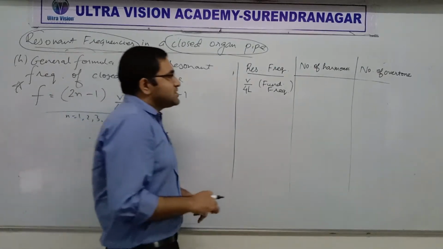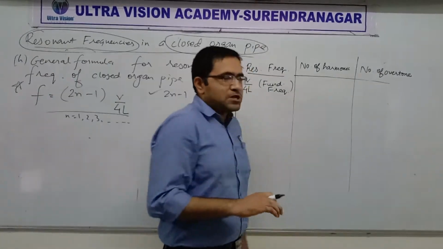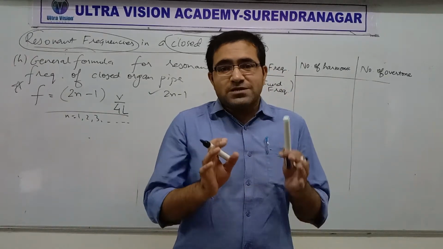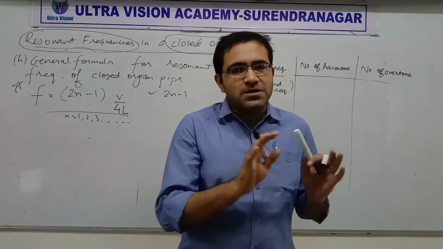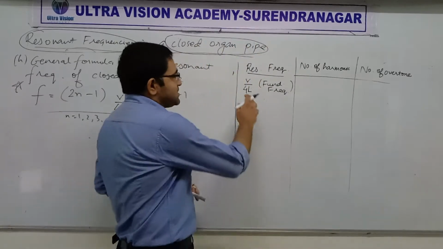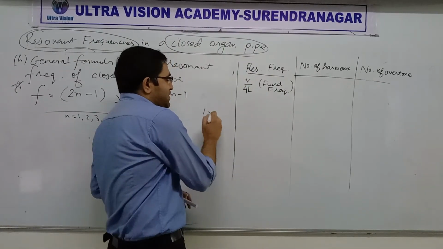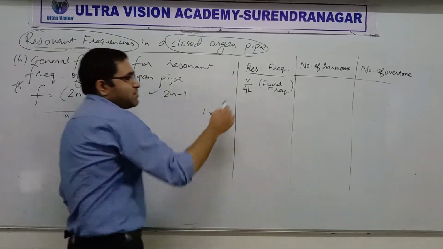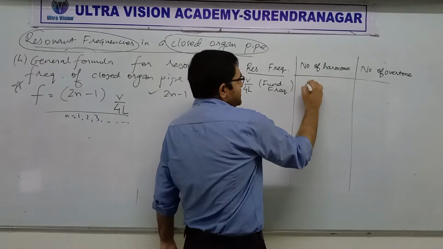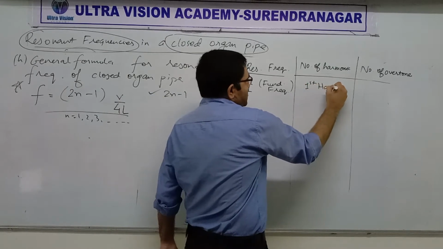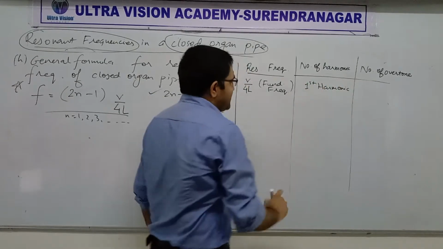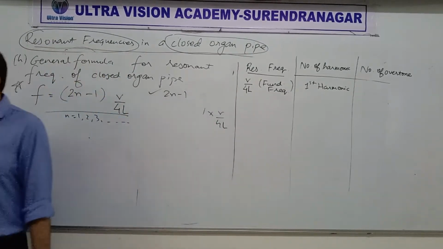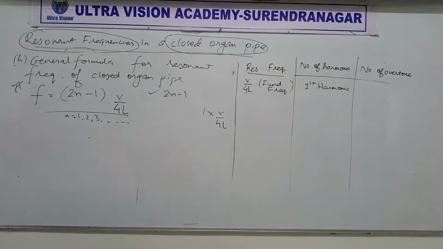Next, this would be which number of harmonic? Again, recall the definition of harmonic. Harmonic means the fundamental frequency multiplied with some integer. So here, this is of course 1 into fundamental frequency, isn't it? This is obviously 1 into fundamental frequency. So this is first harmonic. Is that understood or not? This would be first harmonic. Clear?